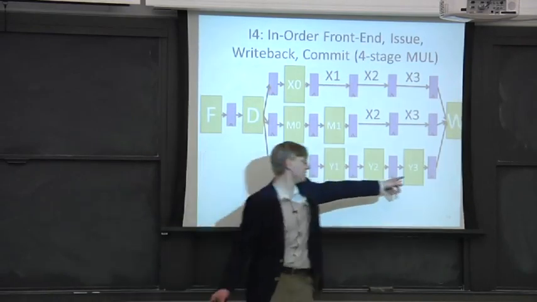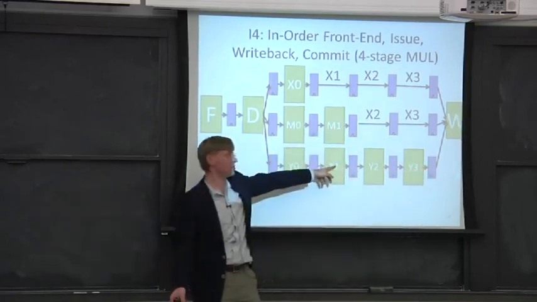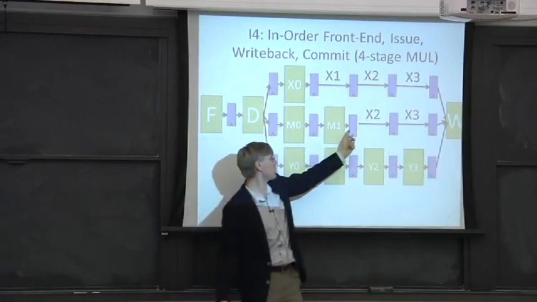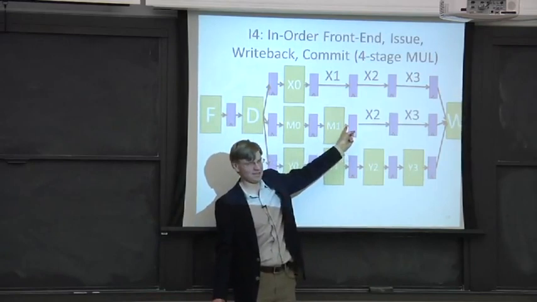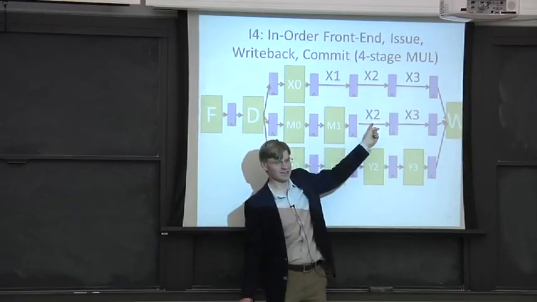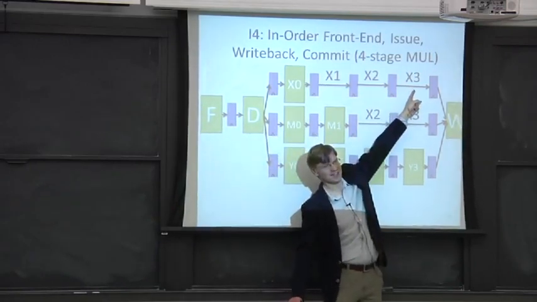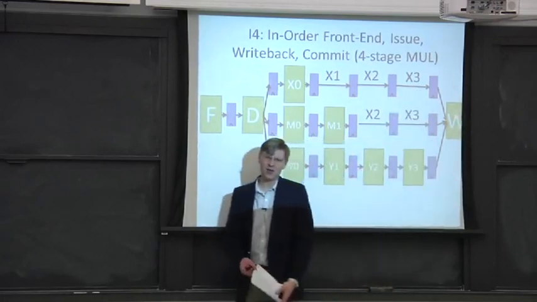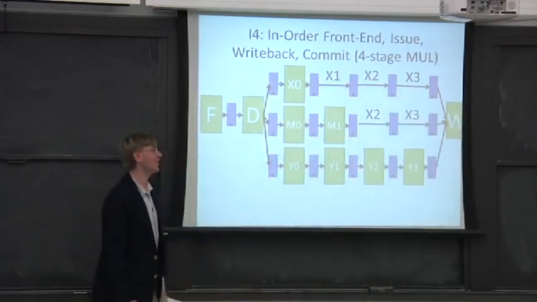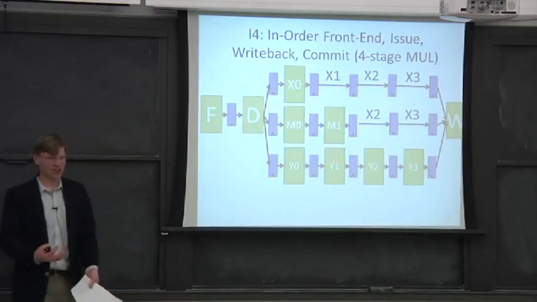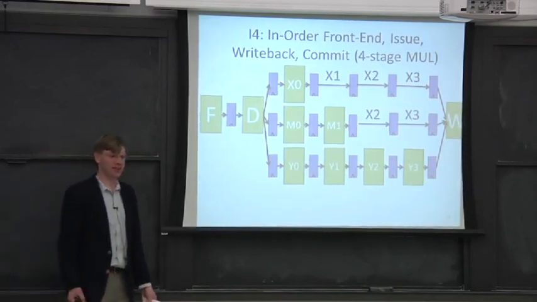So the multiply is not done till here. So it makes no sense to bypass out of there. Do we need to bypass out of here? How about here? Here. OK, a lot of bypass locations. So you can see the bypass exploding very quickly in this sort of pipeline.